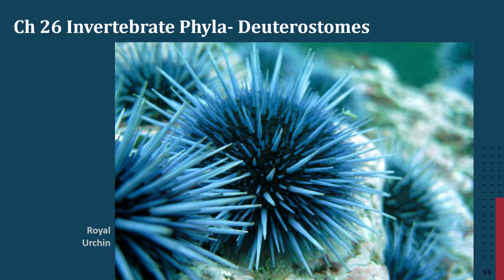The last group of invertebrates that we need to cover are the deuterostomes. Deuterostomes are characterized by their development of the blastopore into the anus, and then the other end as that blastopore extends into the mouth. Deuterostomes are important because this group is going to lead us to our chordates, which we're going to explore a bit more when we get to chapter 27 and our vertebrates.